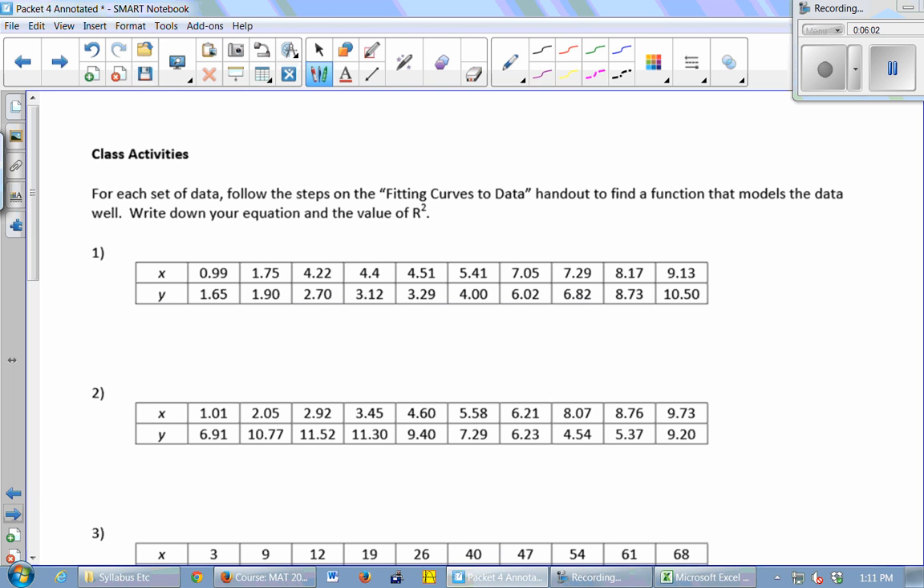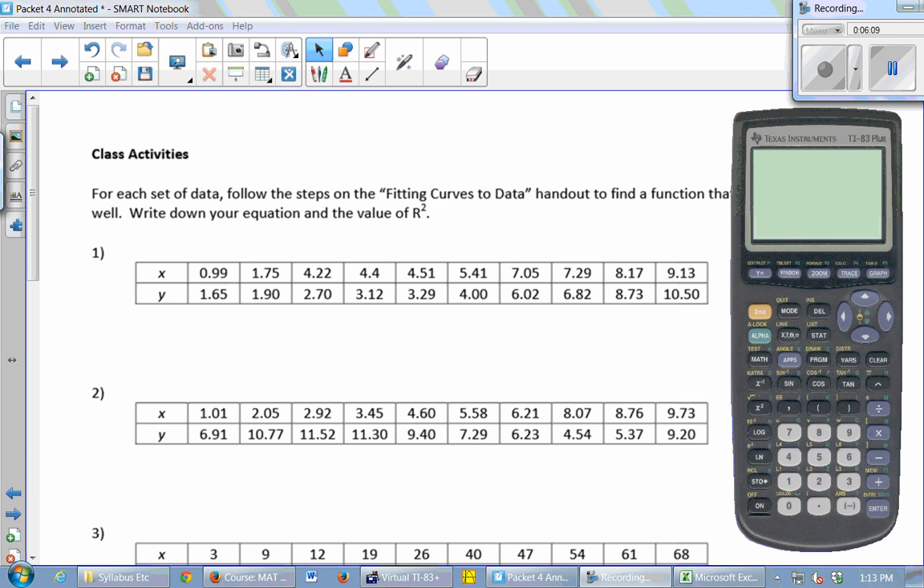Okay, let's just do one together. I'll hand out some calculators so that you can try to follow along. Okay, so I've got a random set of data here. This has no context, so we're just going to go strictly visually on how we choose our model. Some of the problems later have some context, and that might determine what model you choose. Okay. So I'm just going to enter my data.